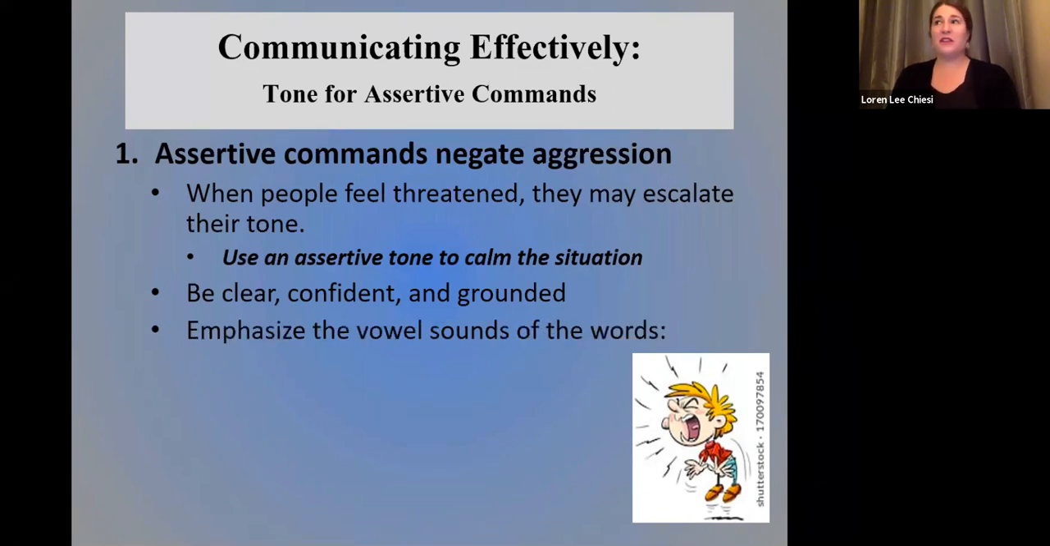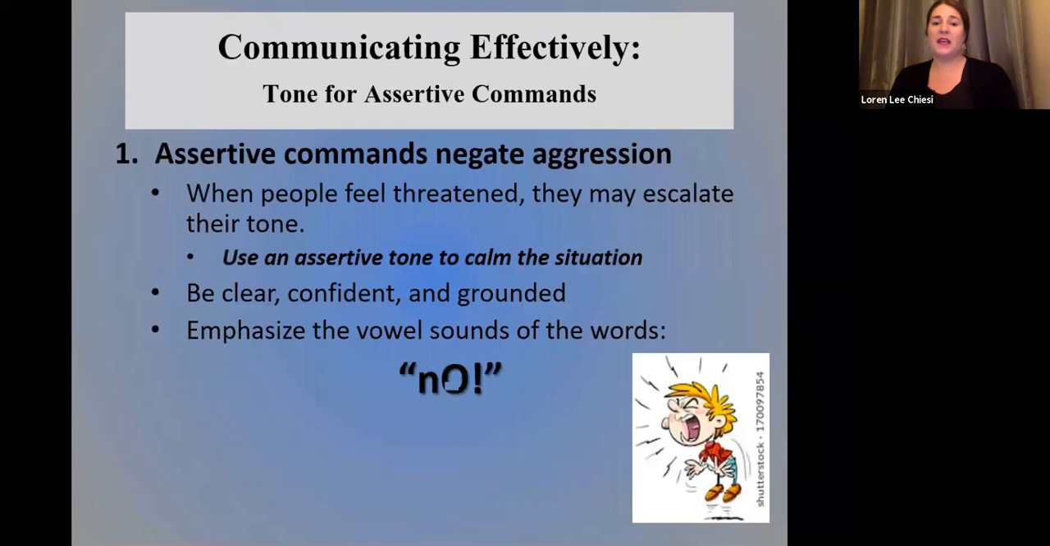Another little language trick that I learned from the book was emphasizing vowel sounds in the words. So if someone's really starting to get upset, really agitated, you might need to use really direct, really simple language, emphasizing the vowel sounds to get them to calm down, to get them to stop the escalation of their tone.